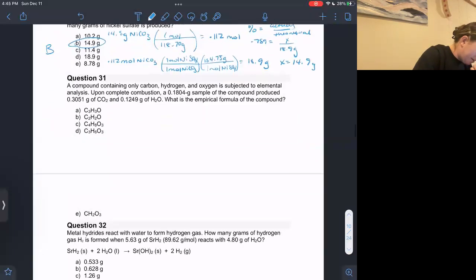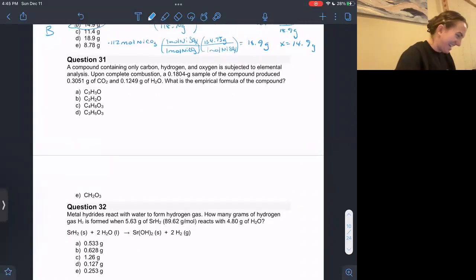Okay, moving on. We're almost done. We have like 10 questions left. So a compound containing only carbon, hydrogen, and oxygen is subjected to elemental analysis. Upon complete combustion, a gram sample of the compound produced grams of carbon dioxide and grams of water. What is the empirical formula of the compound?